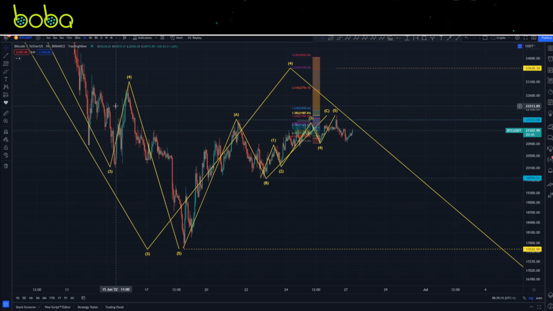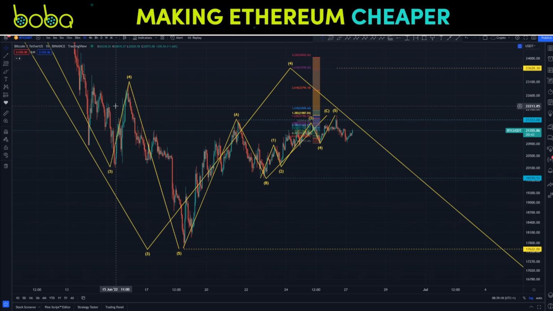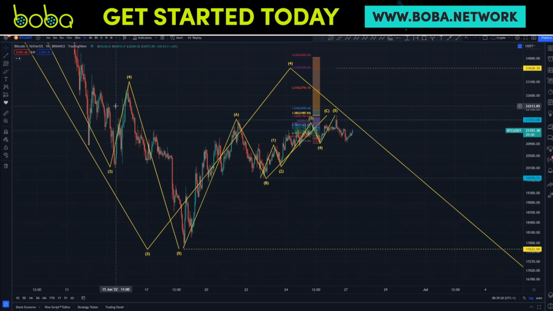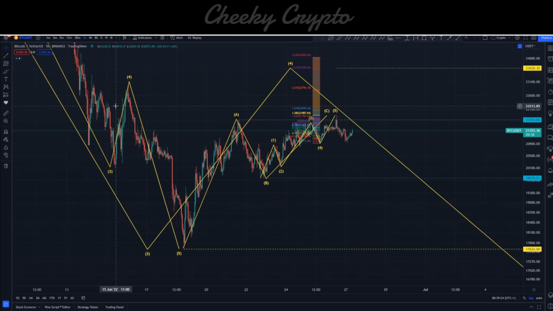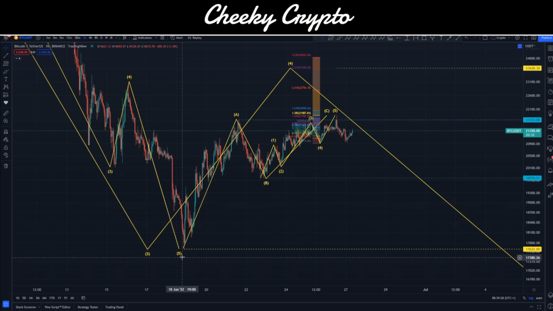Okay guys, let's waste no more time though. Let's jump right down into this. So Bitcoin paired up with USDT on the hourly chart and Binance is the data source. Now we have been tracking this move to the upside for a while. It actually starts over here on the 18th of June.